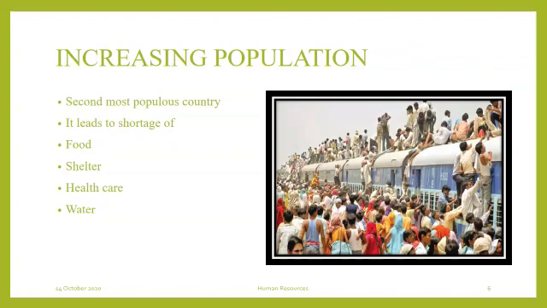Now, first of all, we will discuss what we mean by increasing population. You know that our country is the second most populous country after China. Because of this, there is poverty in our country, meaning people are very poor. Because of this, there is a shortage of food, shelter, healthcare facilities and water. Because the population is so large, the government cannot provide food, shelter and water to the people.